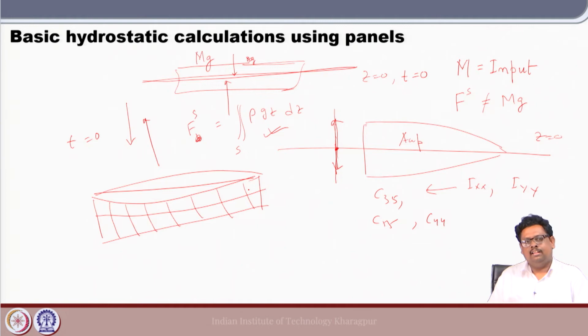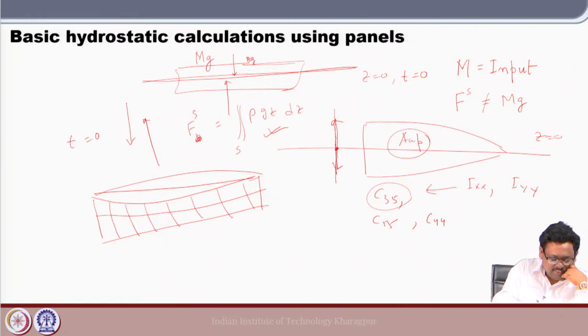a panel. Now see, it is not a very smart way to figure out what is the value of the water plane area, what is the value for C35 or C55 etc., using the panels, right, or the weighted area, right. How do we calculate the weighted area normally?